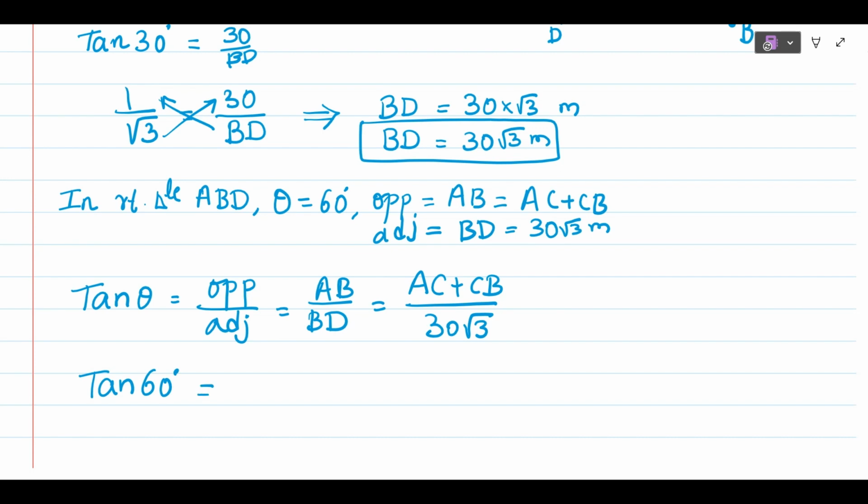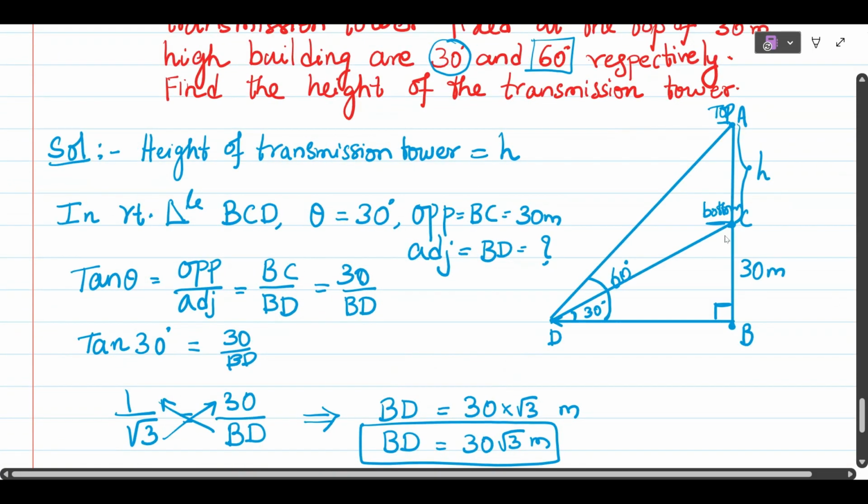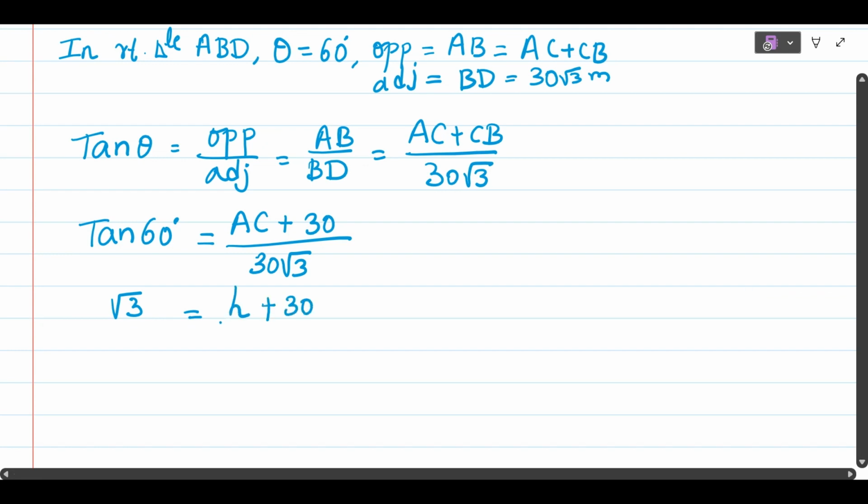That is equal to AC, which we have to find. That is nothing but height plus CB. CB is given, it is 30 meters. Okay. 30 by 30 root 3. Now you know the value of BC here. See here, BC is 30 meters. Is it clear? Next. So tan 60 degrees, you know it is root 3. That is equal to AC, which we have taken as H, plus 30 divided by 30 root 3. Okay. So root 3 you can write as root 3 by 1.